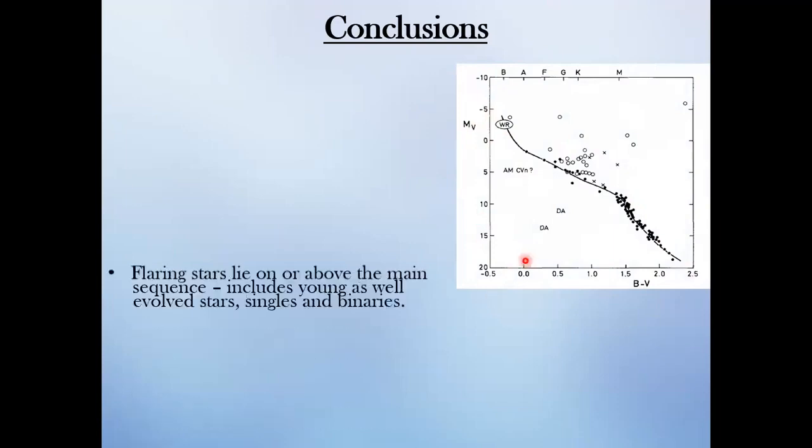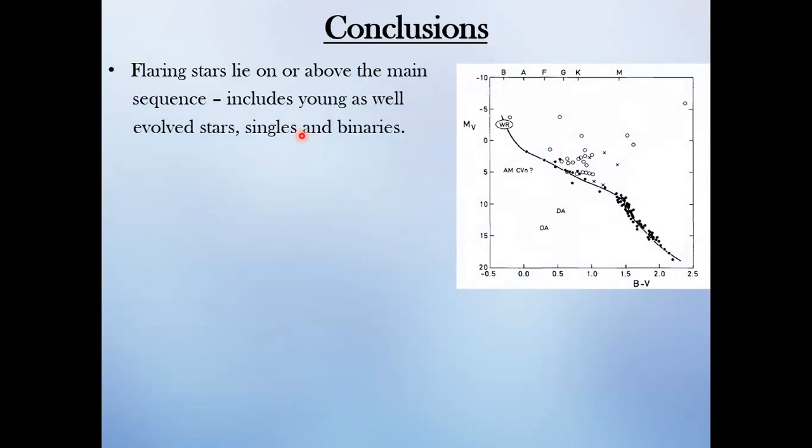If you see here, this is the HR diagram. This is the absolute magnitude versus the color. You can also plot this as luminosity versus temperature. Both are fine. What we conclude is that flaring stars lie on or above the main sequence. This includes, as I said earlier, young as well as evolved stars, singles and binaries.